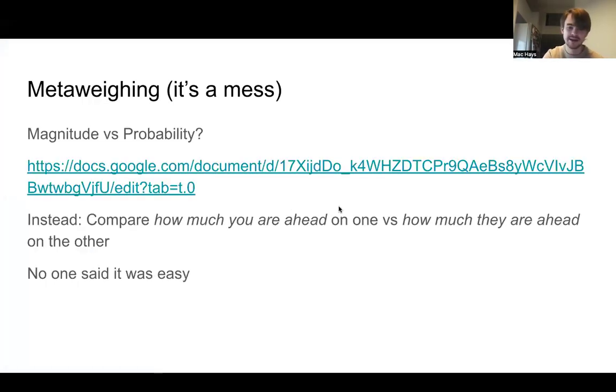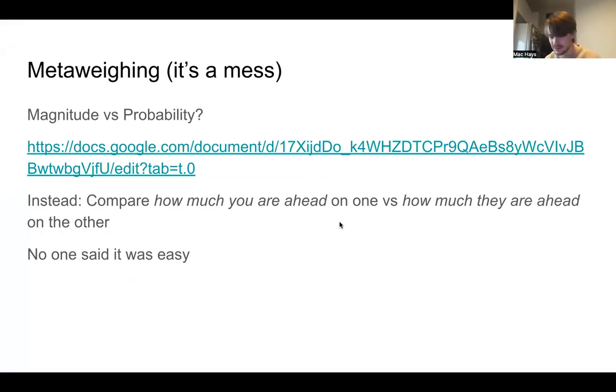What are the more useful ways? Compare how much you are ahead in one of the mechanisms versus how much they are ahead on the other. So for example, let's say you're in this weird deadlock where they're winning on probability and you're winning on magnitude. You should be comparing the magnitude times probability of both of those. And you don't have a calculator. You don't know what the numbers are. You don't even need quantified magnitudes to do this. You just say, look, we are more ahead on magnitude than they are on probability. Maybe their argument is somewhat more probable than ours. We don't think it's that much more probable, but we're definitely way bigger than theirs on magnitude.